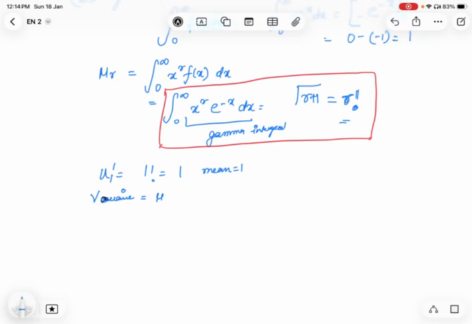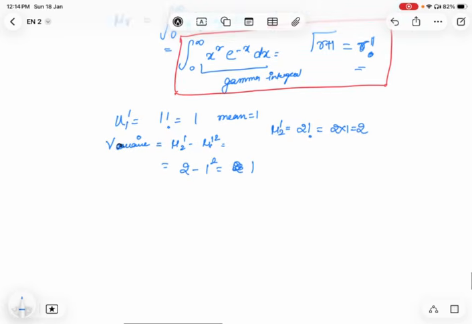Variance is (mu2 minus mu1) whole squared. So what is mu2? Mu2 here is 2 factorial, that is equal to 2 into 1, that is 2. So variance is 2 minus 1 squared, that is equal to 1. Sorry, that is 1. So variance is 1, and mu3 is equal to mu3 dash minus 3 mu2 dash mu1 dash plus 2 mu1 dash cubed.